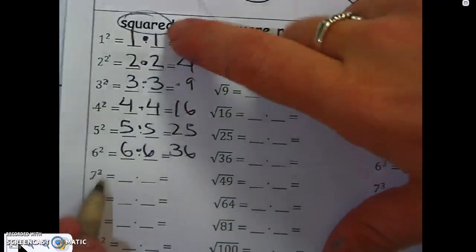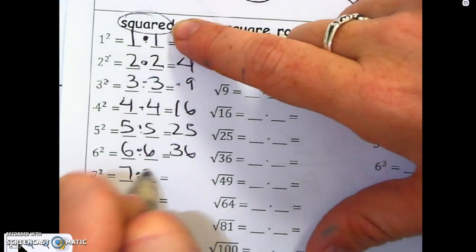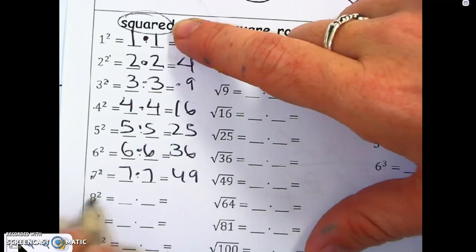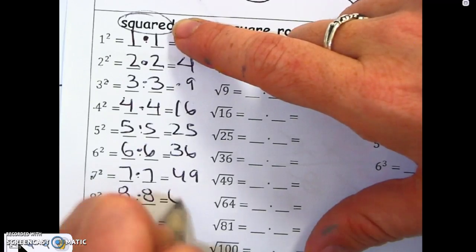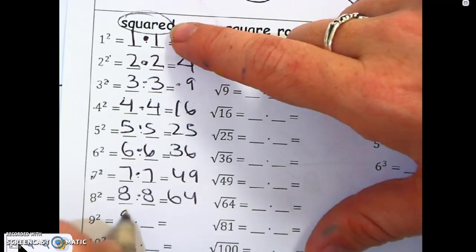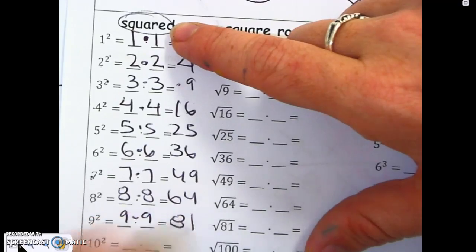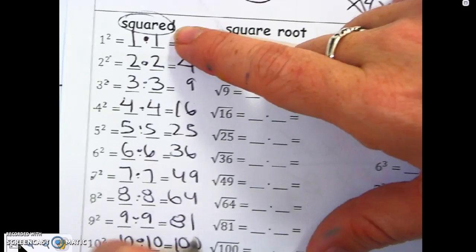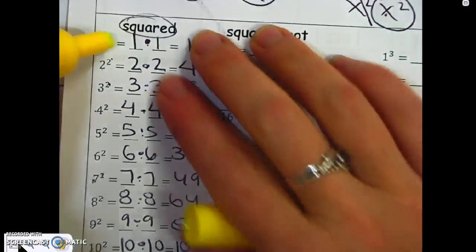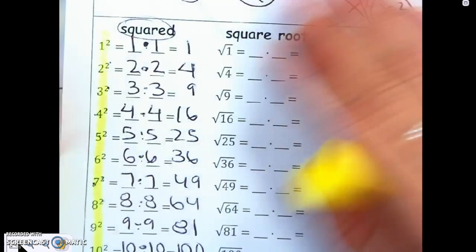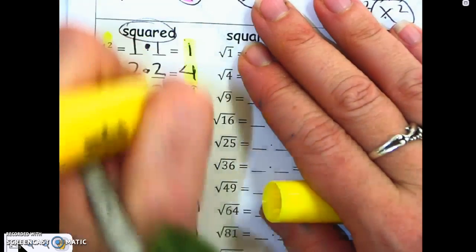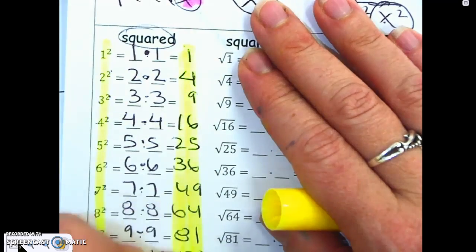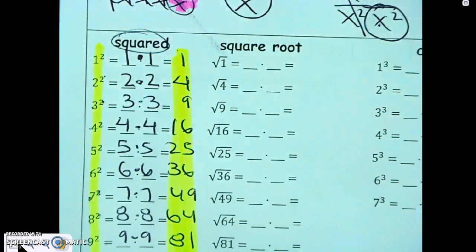7 squared, noticing I keep saying the word squared. So 7 squared, 7 times 7, 49. 8 squared, 8 times 8, 64. 9 squared, 81. 10 squared, 10 times 10, 100. So here's the questions. Here's the answers. That's what it means. That's the answer.